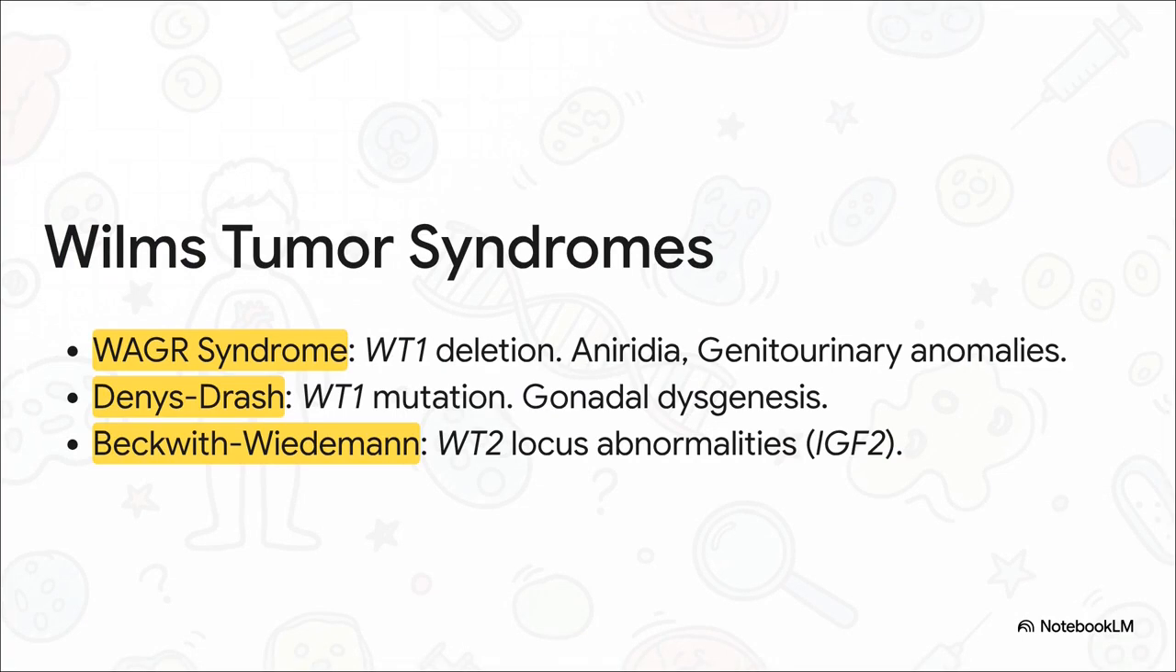Now, this is extremely high yield for your exams. Wilms tumor can be a big clue that there's an underlying genetic syndrome. WAGR and Denys-Drash are both linked to problems with the WT1 tumor suppressor gene. Beckwith-Wiedemann is different. It's an overgrowth syndrome linked to the WT2 locus. So if you see a child with Wilms tumor, you have to think bigger. Could they have other anomalies? Knowing these syndromes is crucial for taking care of the whole patient, not just for passing your exam.